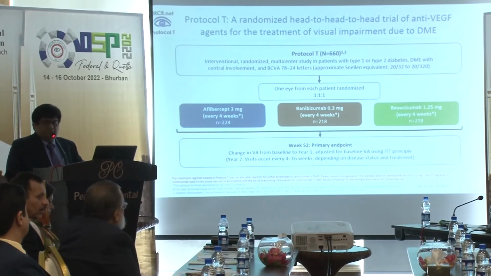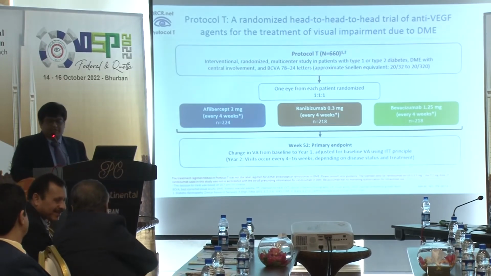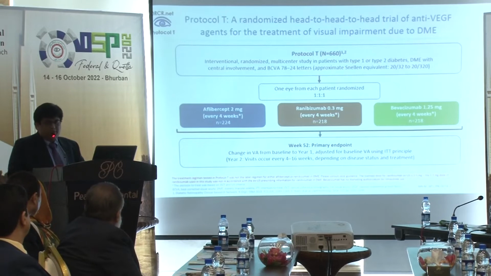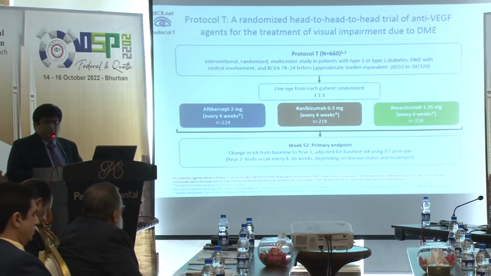Aflibercept was given at a dose of 2 mg, and ranibizumab 0.3 mg, because 0.3 is the dose given to patients in the USA, although we have 0.5 mg. This was all decided by the DRCR; Bayer had nothing to do with the low dosage. And bevacizumab 1.25 mg. One injection was given every 4 weeks, and they followed the results over 1 year. So this is the 1-year result of Protocol T.